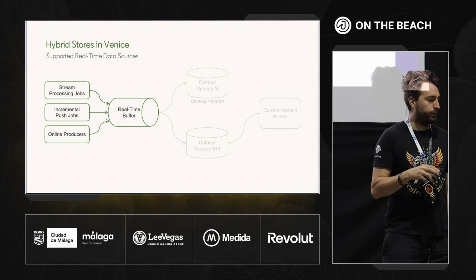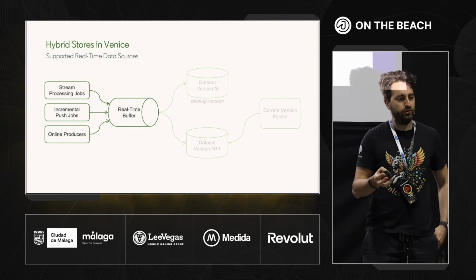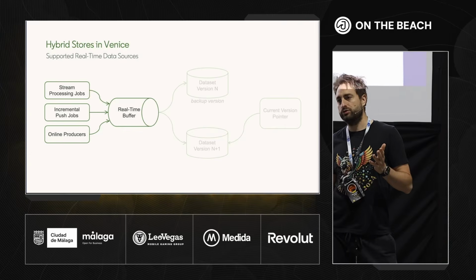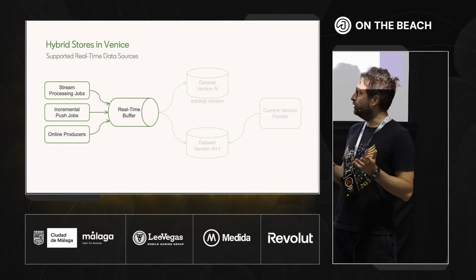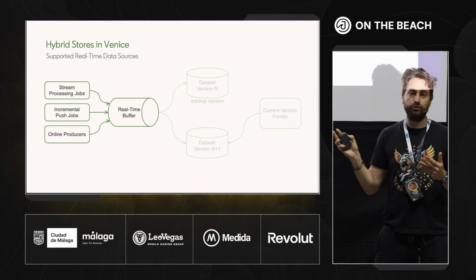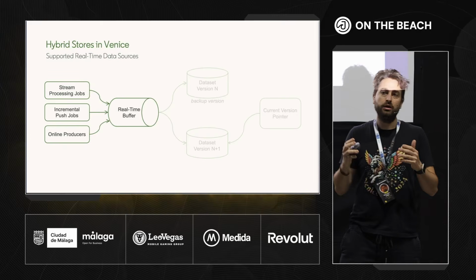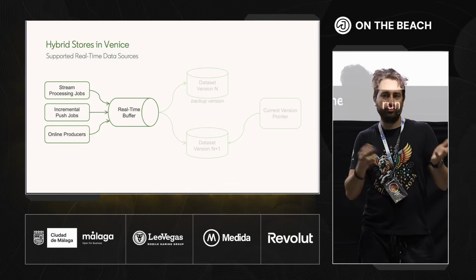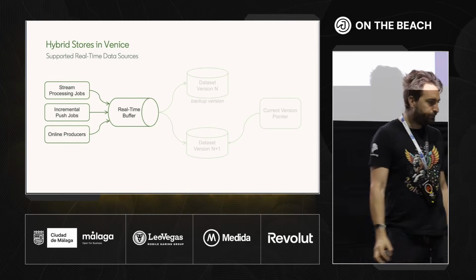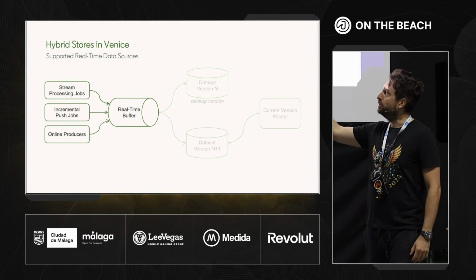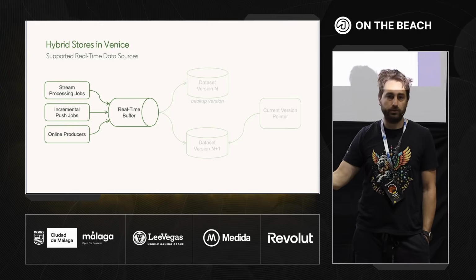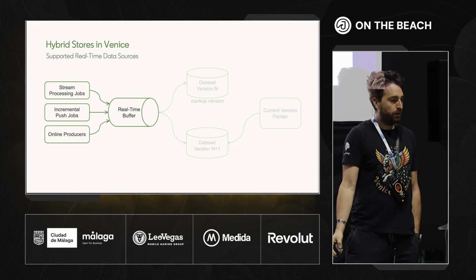The third category are online producers, and this is just a simple library that you can have in any online application, and it will allow you to write events to the real-time buffer topic without being within the runtime of a batch processing job or a stream processing job. And you can mix and match any of these real-time data sources in the same Venice store if you'd like.